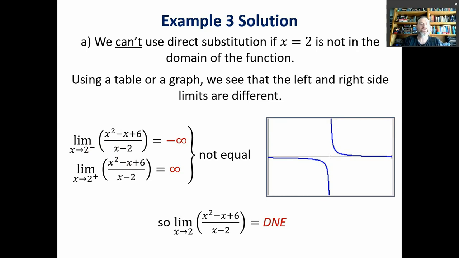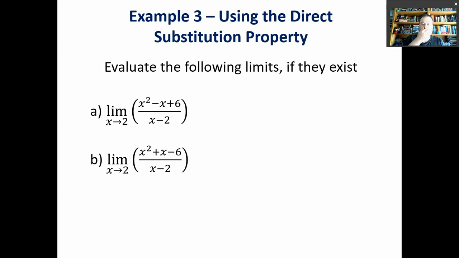So anytime your left and right side limits are different, your limit will fail to exist. That's very similar to what we've done in the past. If we were doing stuff from section 1.5, this is the type of thing we would have done. We would have made a table, made a graph, and that sort of thing. So let's go back and look at the example again. Well, this function right under it looks pretty similar.